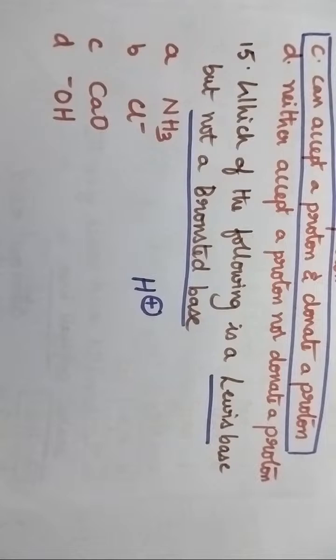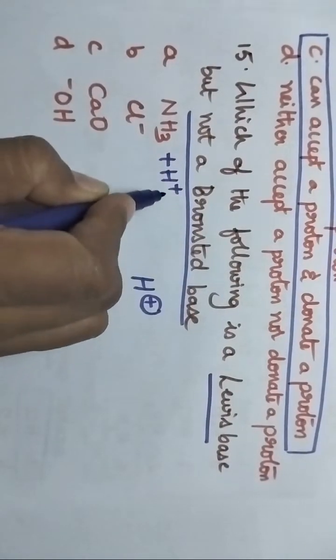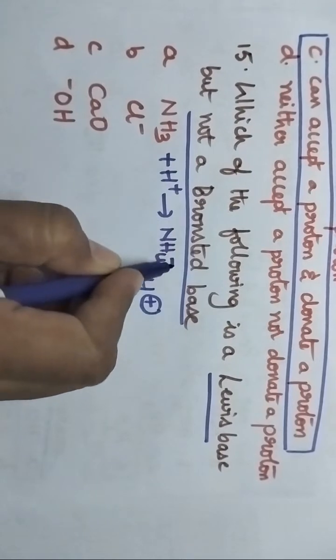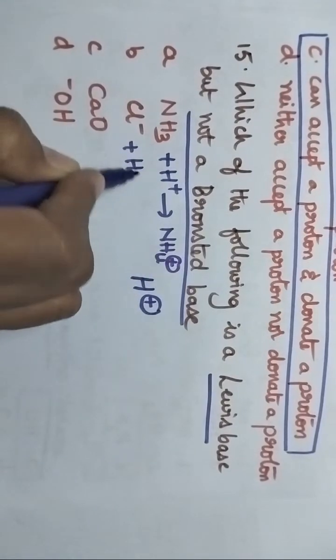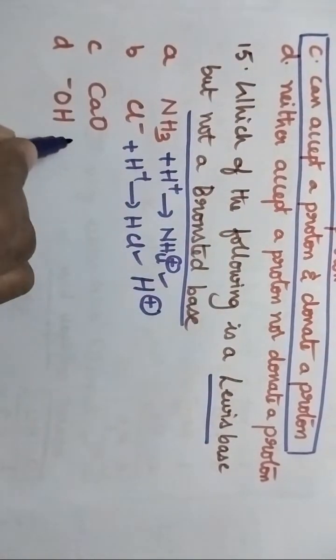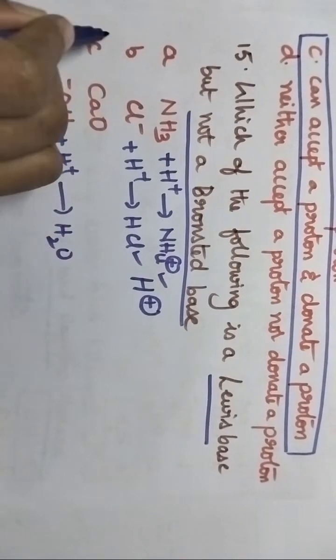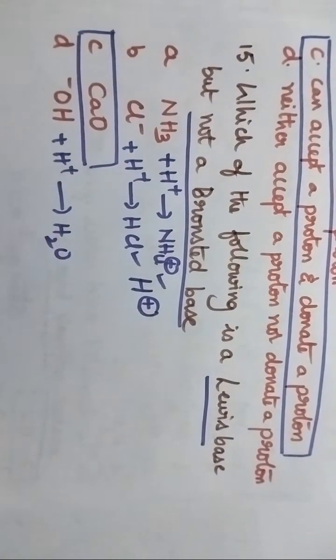You just think and then answer. You just apply the Bronsted concept. Listen to me. Ammonia will accept a proton and becomes ammonium ion. Cl minus will accept a proton and then become HCl. So these two are Bronsted bases. Coming to OH minus, it will also accept a proton and becomes H2O. So calcium oxide is the one which is a Lewis base but not a Bronsted base. Clear?